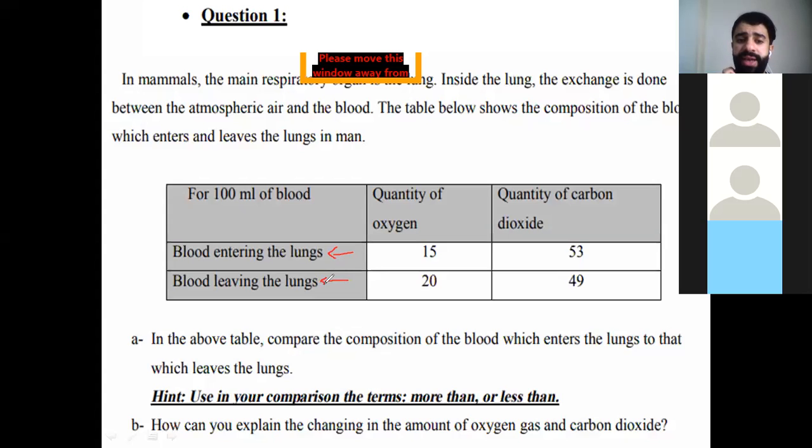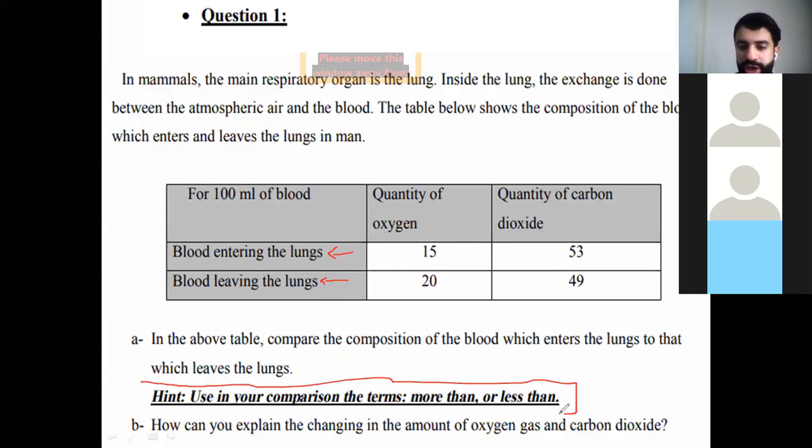In the above table, compare the composition of the blood which enters the lungs to that which leaves the lungs. I gave you a hint here, and this one is not given in the quiz for sure. You have to use the words more than or less than, greater or smaller. Here, more than or less than, we use when we have numbers. Larger and smaller whenever you have, for example, size.